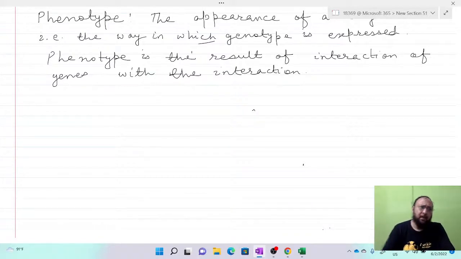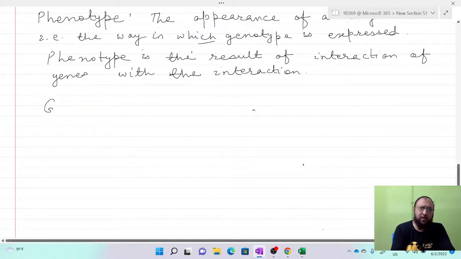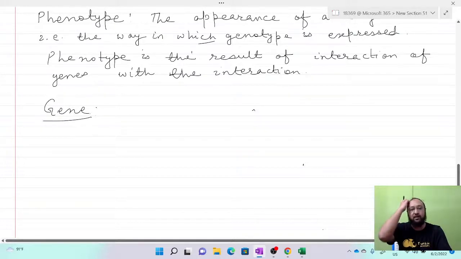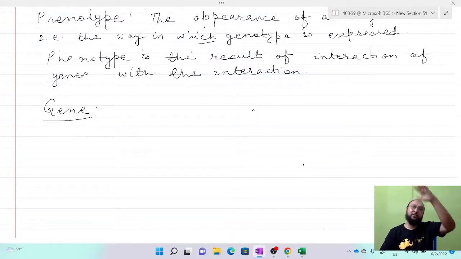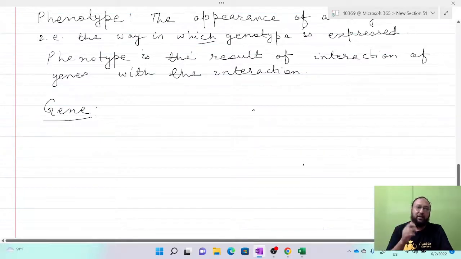Now what is a gene? This is an important point. Many students have heard the term, but they are not able to answer, and they get confused, and they don't try to understand. They say they have understood half, and they continue their study with that half knowledge. Don't do that. Try to understand what a gene is. It is a basic unit of inheritance.